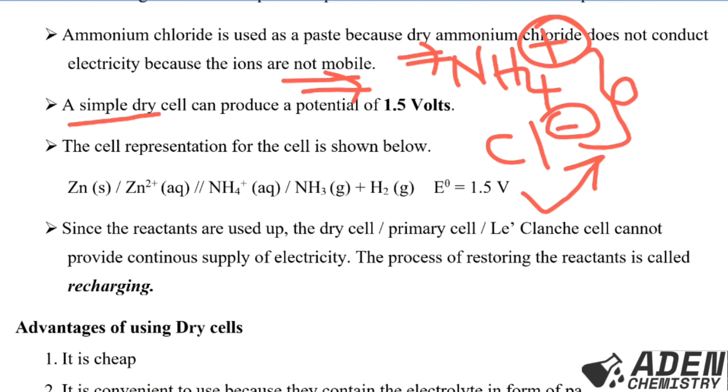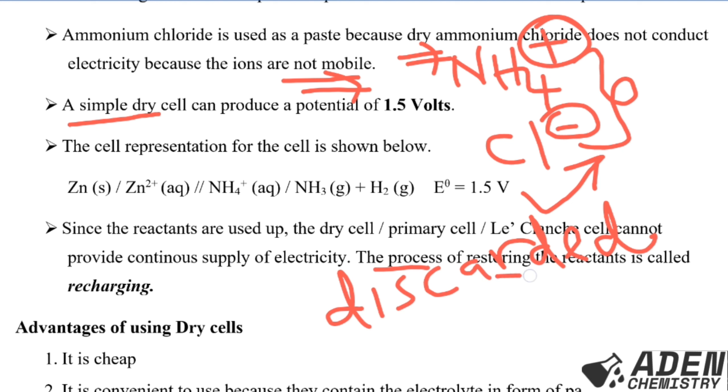So next we are saying since the reactants are used up, the dry cell or Leclanché cell cannot provide a continuous supply of electricity. That means once it's used, it cannot be recharged or reused, so it will be discarded. And we are saying the process of restoring the reactants is called recharging. Once the cell is not able to be recharged, it will be discarded.